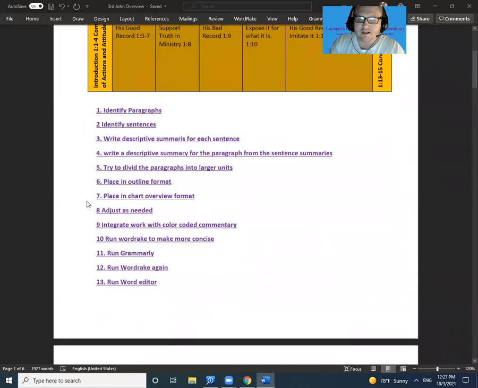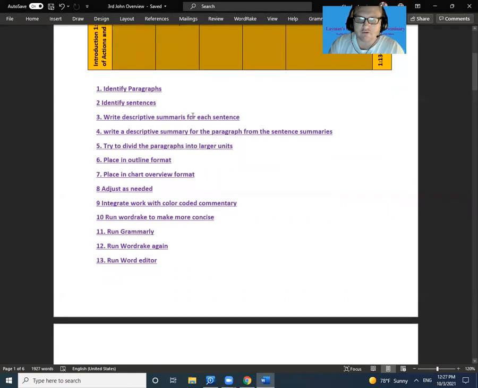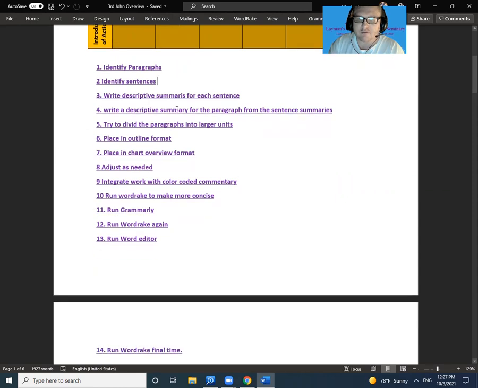So the first thing I do is identify the paragraphs. I use the Greek text to do that. You can use the English text if you want. And then identify the Greek sentences. In other words, if you're going with the English or whatever, you find your paragraph and then you find the sentences underneath that. These will become your subpoints. So you write it, then you write a descriptive summary for each one of those sentences. Then you write a descriptive summary for the whole paragraph that you identified from those sentence summaries. So you're synthesizing, you're bringing it together.